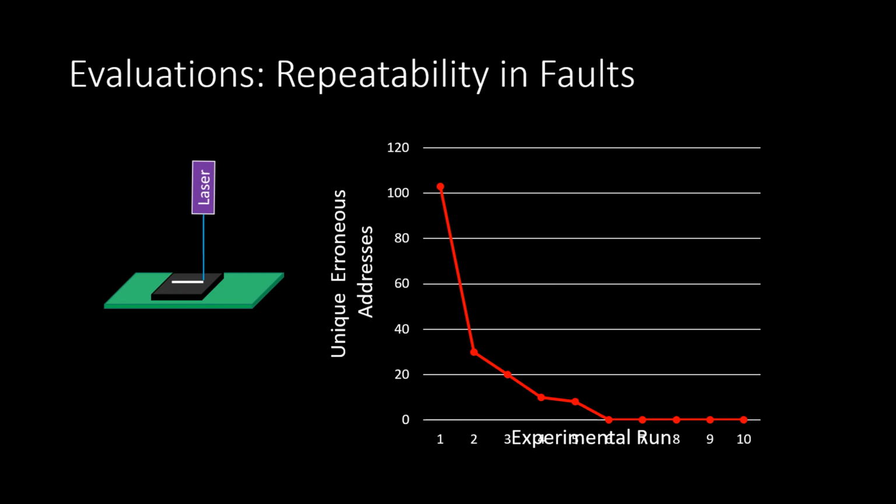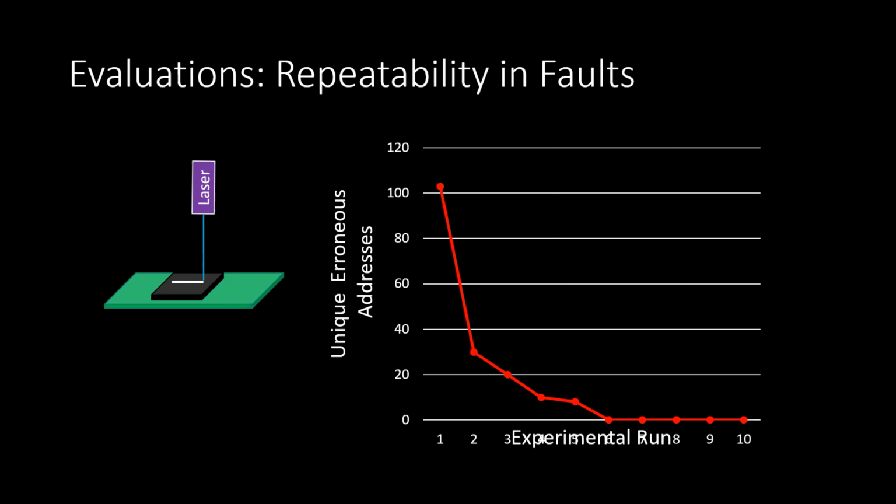For the first experiment, every error that you get is a unique address, right? With the second experiment, if you get the same set of errors, then the number of unique addresses would be 0. In this case, it's not 0, it's somewhere around 30. So in the first experiment, we got 100 errors. In the next experiment, we got, say, 90 errors, but 30 of those errors were new errors. And if we repeat this experiment multiple times, we see that after the 5th run, we don't see any unique addresses. So there is a good amount of repeatability in all these experiments.